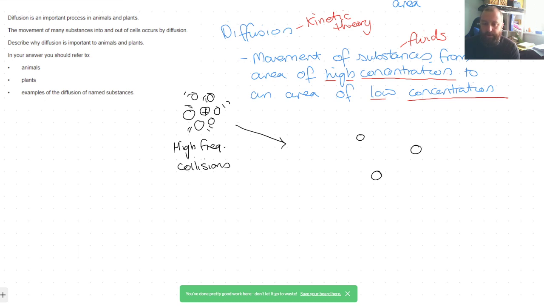How many have I done? 1, 2, 3, 4, 5, 6, 7. Okay, they're still going to be moving around. But actually, they're going to be moving around until we have the lowest number of collisions possible.